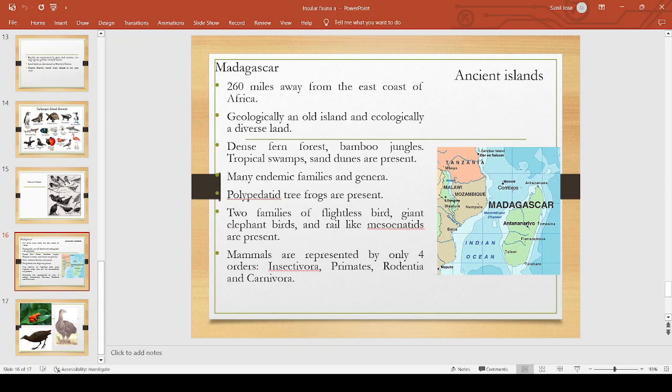Now coming to the plants, we can see a dense fern forest. I will show you how the dense forests of Madagascar are. This is how the fern forest of Madagascar looks. Some areas are highly dense, and these are the fern forests of Madagascar. Then we can find bamboo jungles and tropical swamps, which I will also show you.